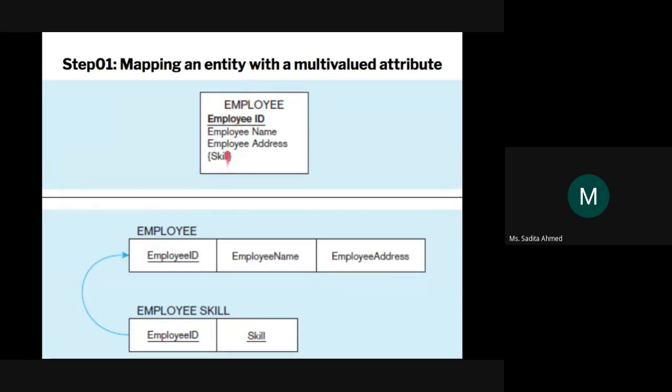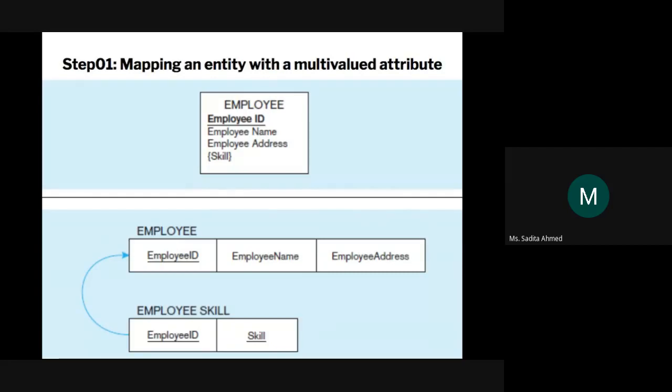If an employee instance has multiple skills, let's say employee 12345, that employee has 4 skills. Can I keep these four skills in a single cell? No, I cannot do that. That goes against the rules of relational data structure.